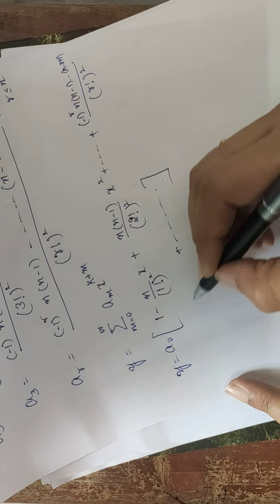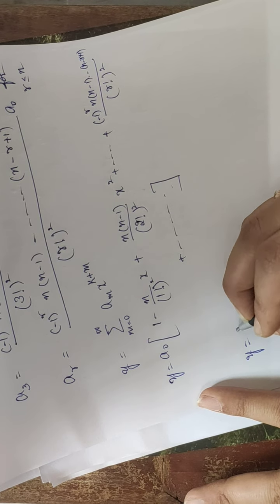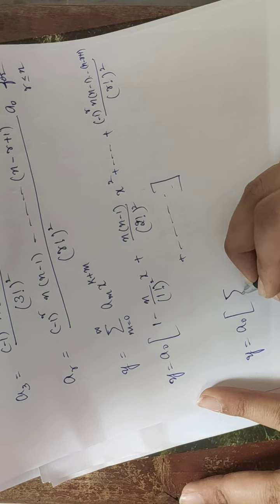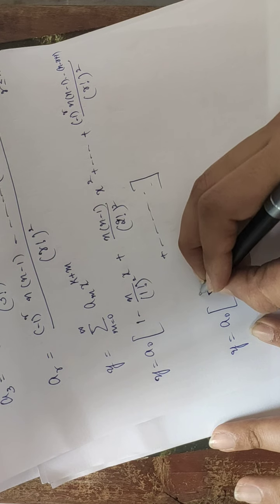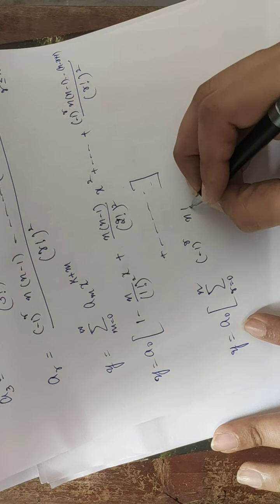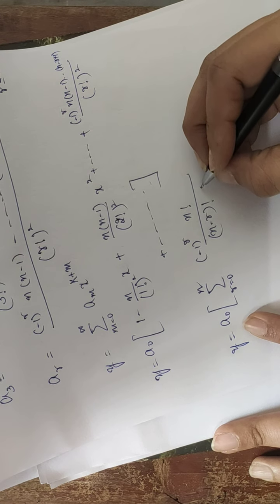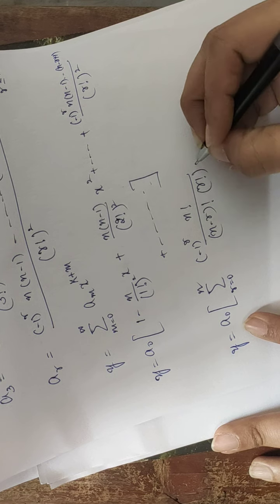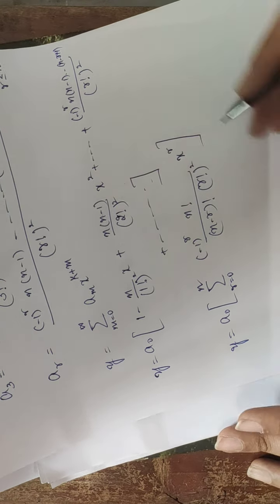So again I can write this part using summation, that is y is equal to a naught into summation r is equal to 0 to infinity, (minus 1) power r n factorial by (n minus r) whole factorial into (r factorial) whole square into x power r.